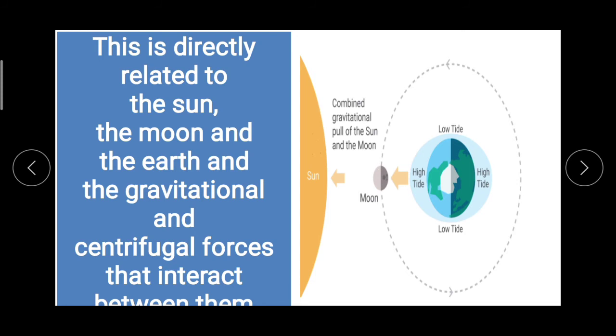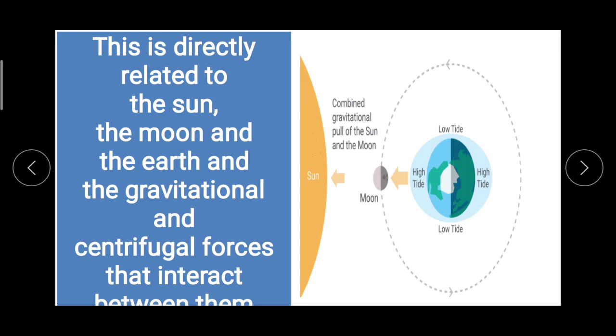and this is the result of, or directly related to, the sun, the moon and the earth, and also the gravitational and centrifugal forces that interact between them. It means all these things, the sun, the moon and the earth, and also the gravitational and centrifugal forces, and the interaction between all these things causes tides.